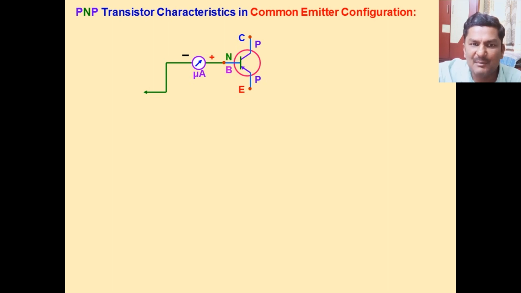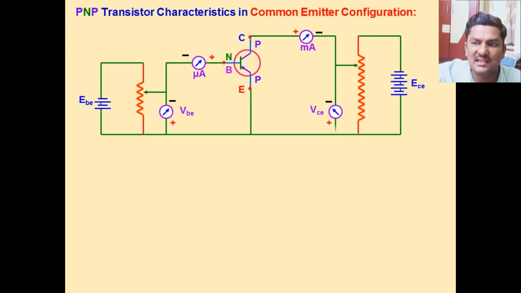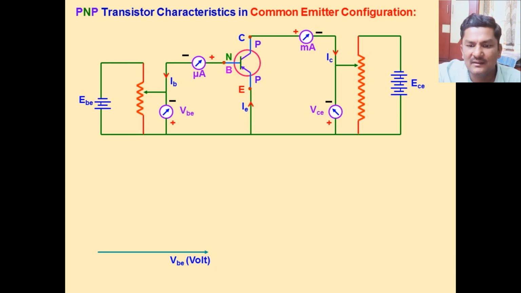And this is common emitter configuration. So emitter is common to both input and output. IE is emitter current, IB is base current, IC is collector current. So this is the input circuit and output circuit.